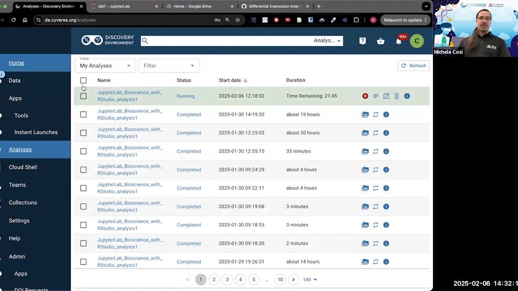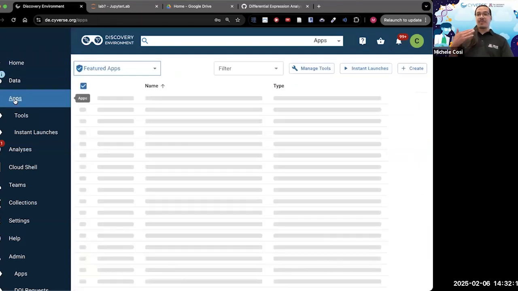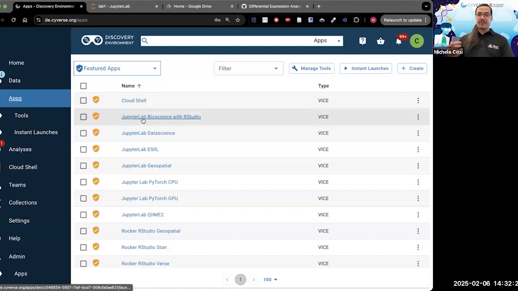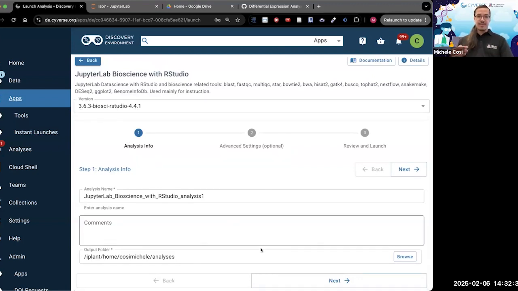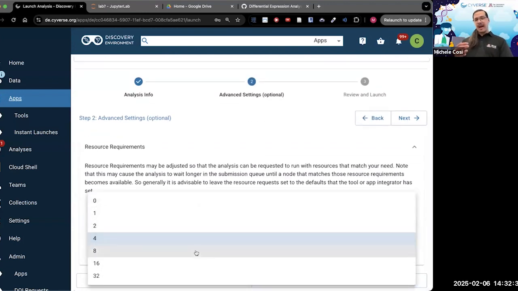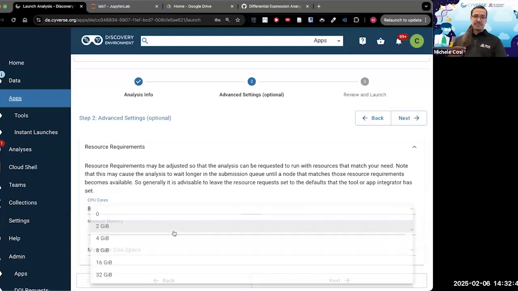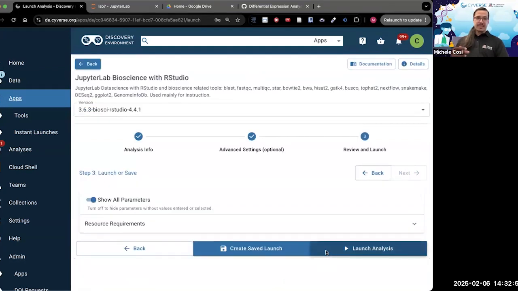First, we're going to go to Cypress and log in. I have already done so, and I would like to access the app that I require, which is called the Jupyter Lab Bioscience with RStudio. I can click on it, and this is the version that I want to use, 3.6.3 BioSci RStudio 441, and I want to click Next. For CPU cores, I'm going to ask to use at least 8 with 16 gigs of RAM, and then I'm going to click Next, and I'm going to launch my analysis.